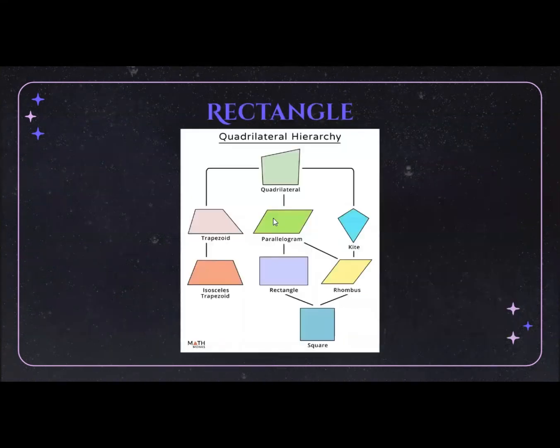So now we're moving on to the rectangle. The rectangle is a subset of the parallelogram, so it's right under parallelogram, which means that it is going to have all the parallelogram's properties. Opposite sides have equal length, and opposite sides are also parallel.